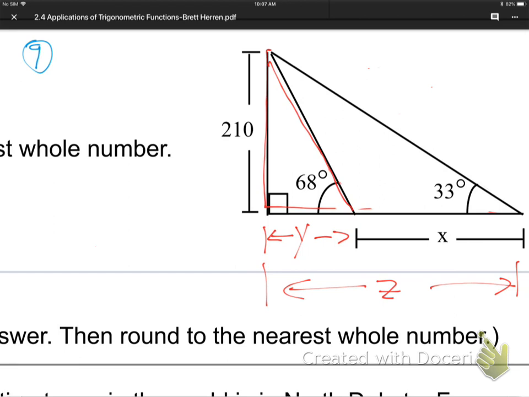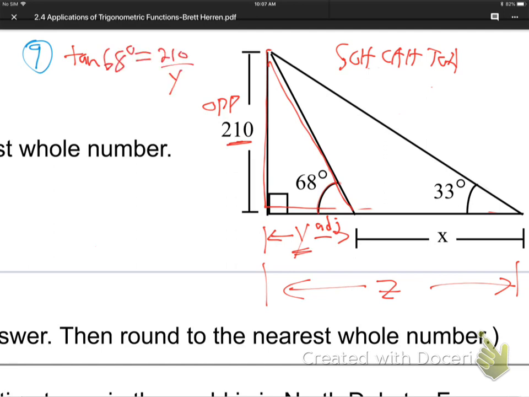How are you going to find Y? Using your 68-degree angle, your 210, and your Y. So SOHCAHTOA, which trig relationship? Yeah, if in doubt, tangent, right? It's almost always tangent because this is opposite and this is adjacent from the 68. So the tangent of 68 is opposite 210 over Y, right? Opposite over adjacent in a right triangle.